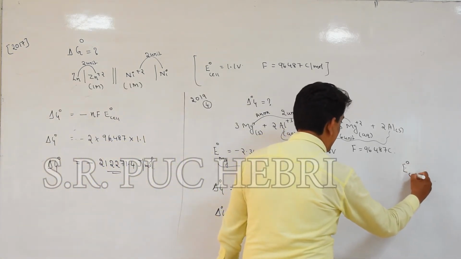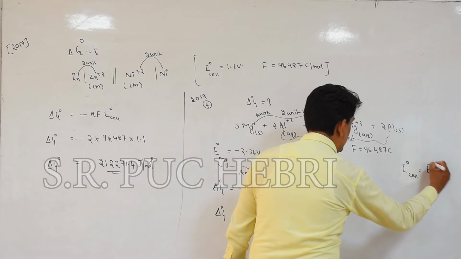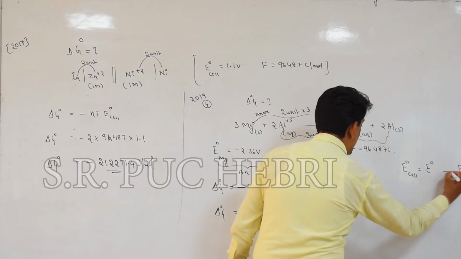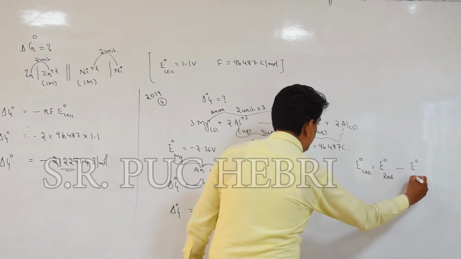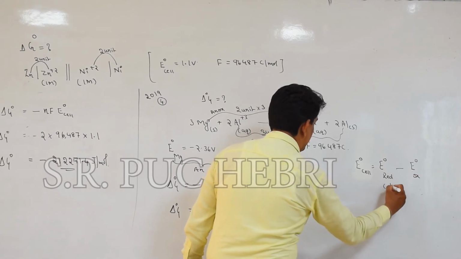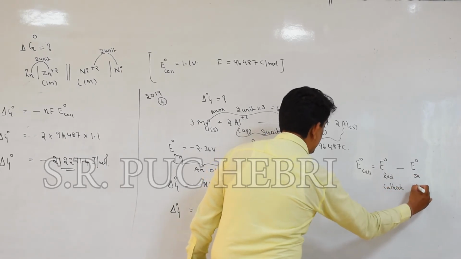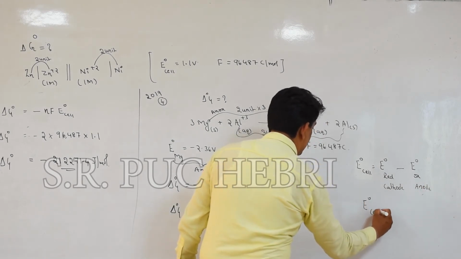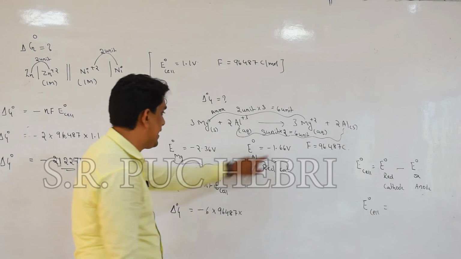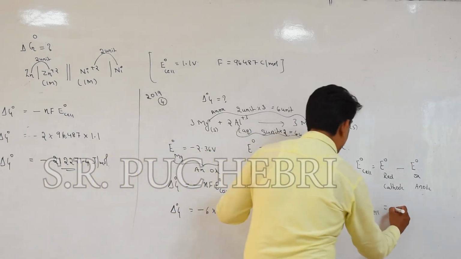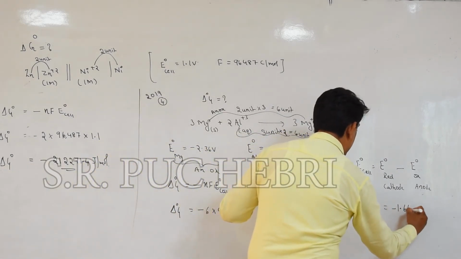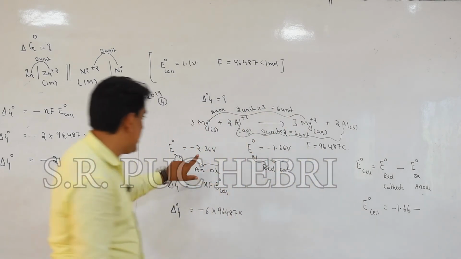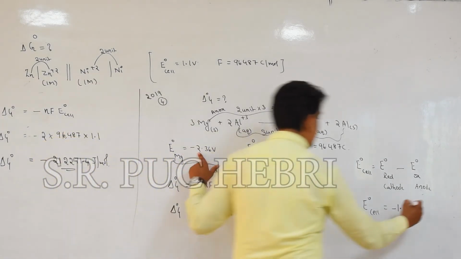E naught of the cell is the E naught difference. I told you to remember redox. We know it is red cat, and it's anox. So E naught of the cell is E naught of the cathode, I can see minus 1.66, minus E naught of the anode, which is minus 2.36.